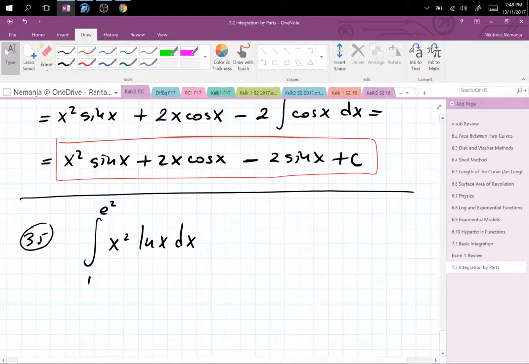So what's our u? ln x. Nice. That was evil of me, right? To put the question with x squared.